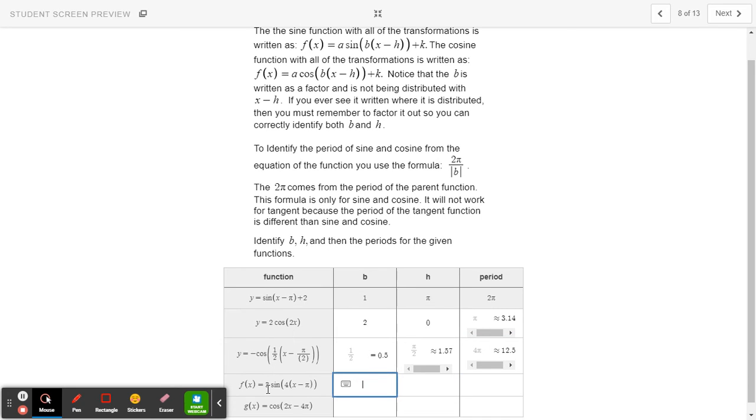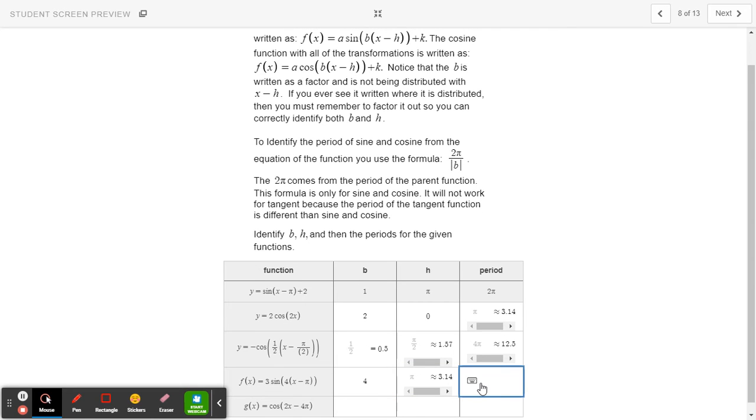All right, this one here, 3 is the amplitude, doesn't affect my period. 4 is the b, and h is pi, so this is written in the correct form. And so my period would be 2 pi divided by 4, so pi halves.